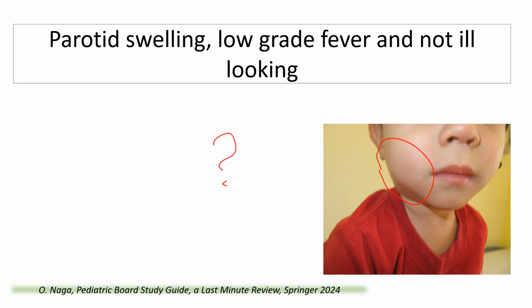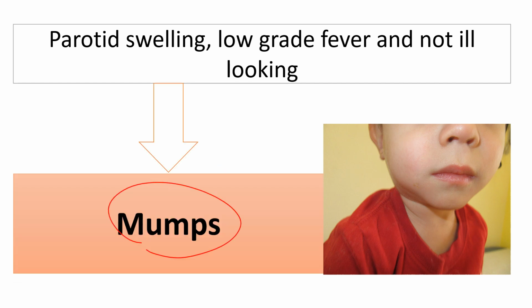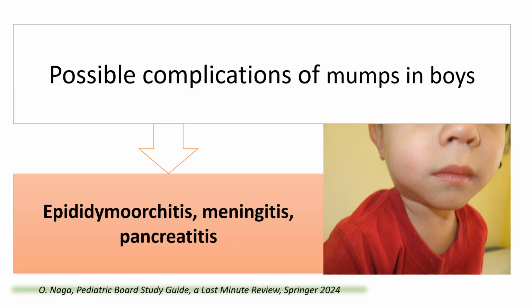What is the most likely diagnosis? Mumps. If the child is toxic-looking, think about bacterial causes. Possible complications of mumps in boys: epididymo-orchitis, meningitis, and pancreatitis.